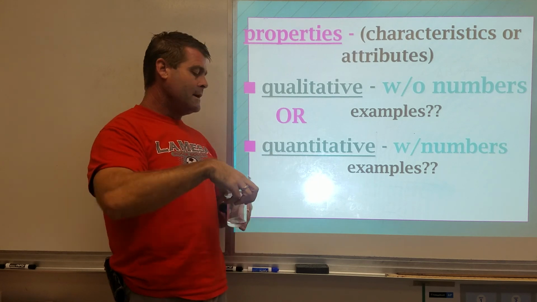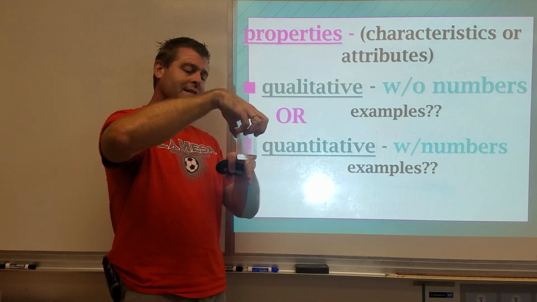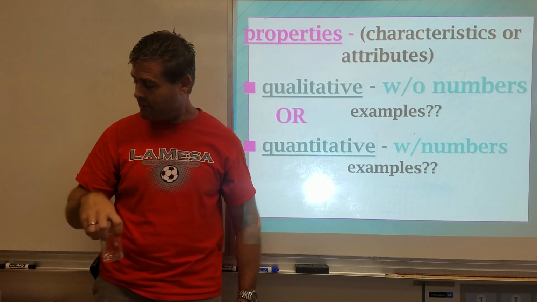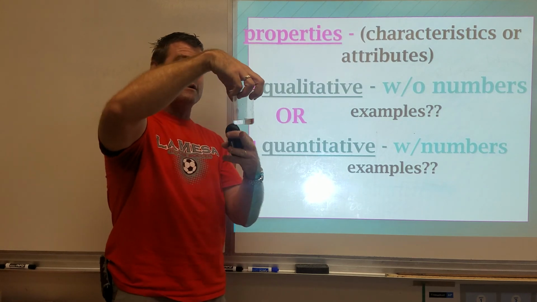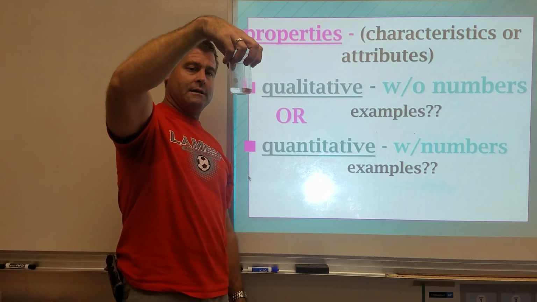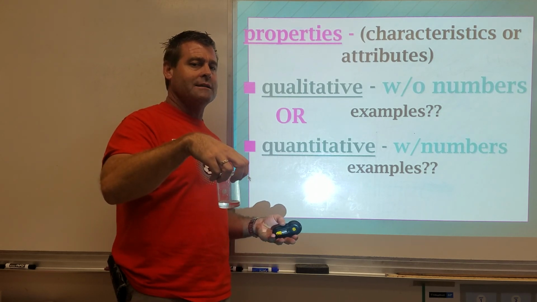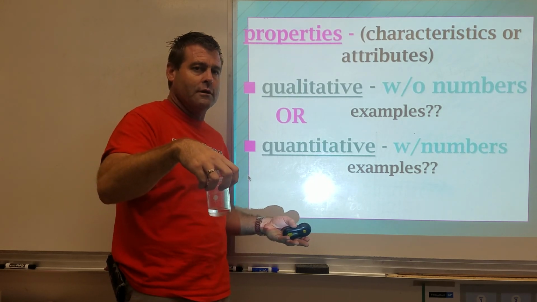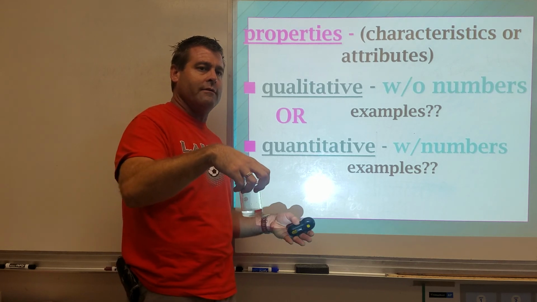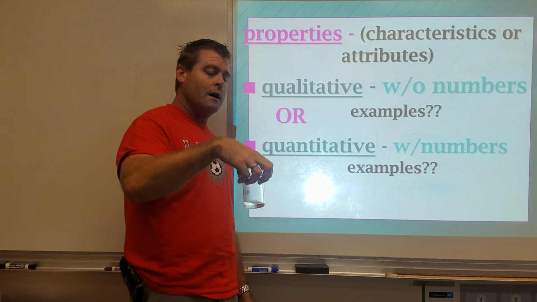The next one would be quantitative. How could I describe this quantitatively? Somebody might say you could tell the mass of it. Well, maybe I have about 50 grams of this, but would that help you identify the substance? No, because you could have 50 grams of whatever. You could have 50 grams of Kool-Aid, 50 grams of water, 50 grams of soda.